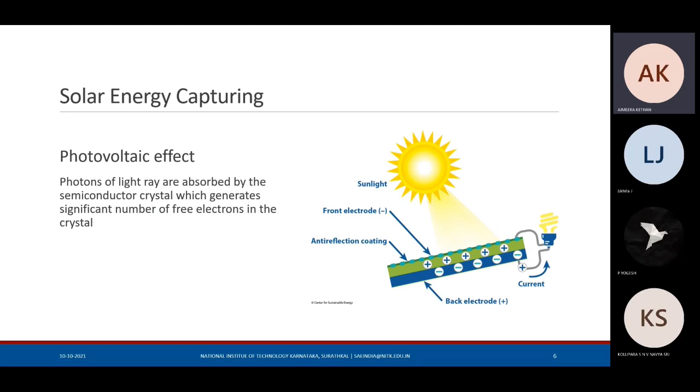So, solar energy capturing. Solar energy capturing is a photovoltaic effect. Photons of light rays are absorbed by the semiconductor crystals, which generate a significant number of free electrons in the crystal. And here we can see an animation showing how, from the irradiance of the sun, the semiconductor is generating photons in terms of electrons, which generate the electricity.